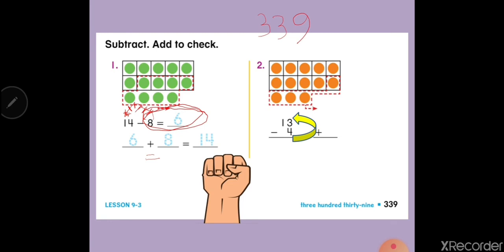Now, let's see this example, 13 minus 4. What will you do? Close your fist and count after 4. Count after 4. 5, 6, 7, 8, 9, 10, 11, 12, 13. How many fingers?